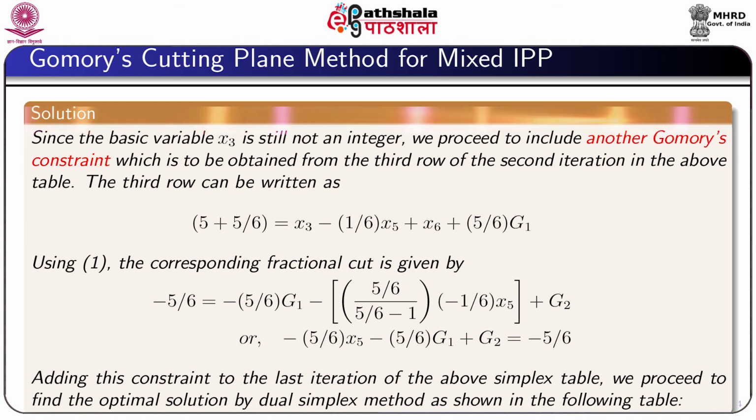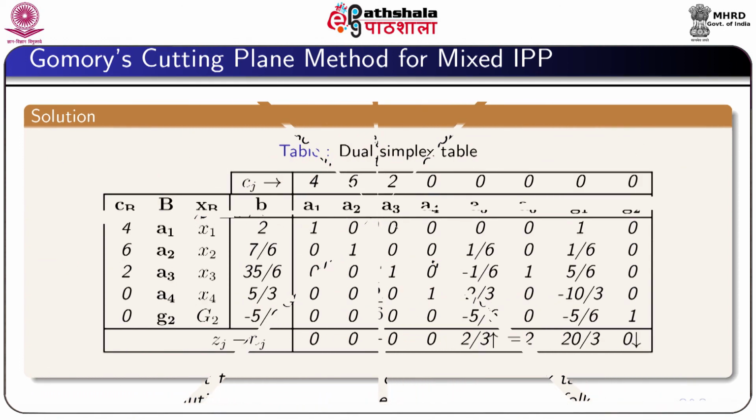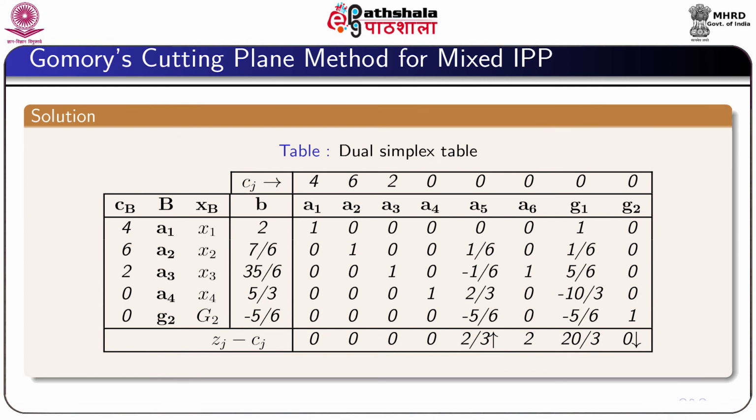So, adding this constraint to the last iteration of the above simplex table, we proceed to find the optimal solution by dual simplex method, and this slide shows the iteration in dual simplex method. From the last row we see that g 2 is the departing vector, and we can easily calculate the entering vector as a 5, and we proceed further.